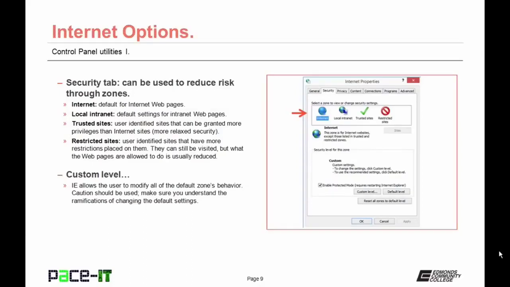It's more relaxed security. Then there are Restricted Sites. These are user-identified sites that have more restrictions placed on them. They can still be visited, but what the web pages are allowed to do is greatly reduced. You can set custom levels for each zone. Internet Explorer allows the user to modify all of the default behavior. Caution should be used. Make sure you understand the ramifications before changing the default setting.